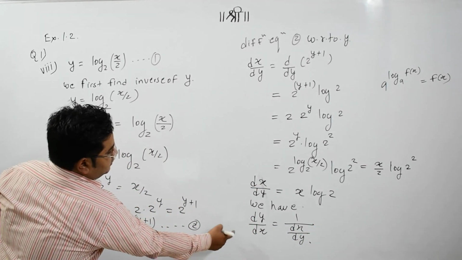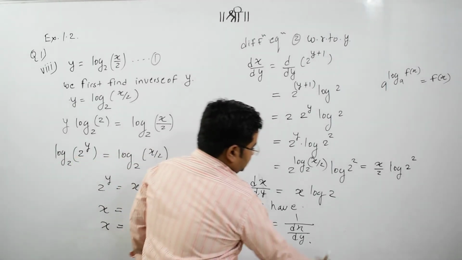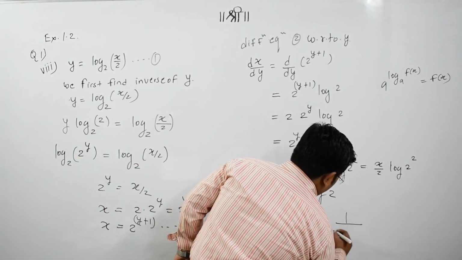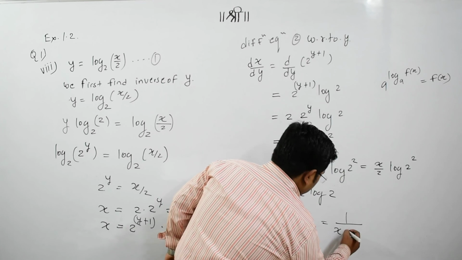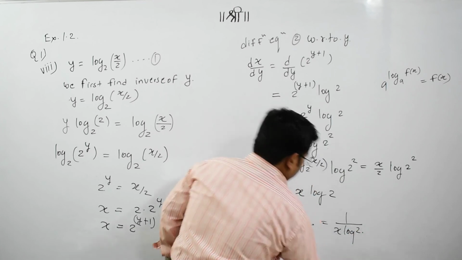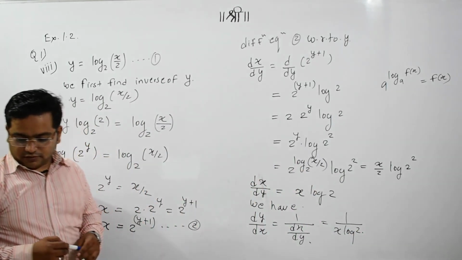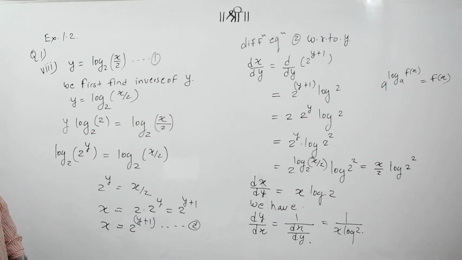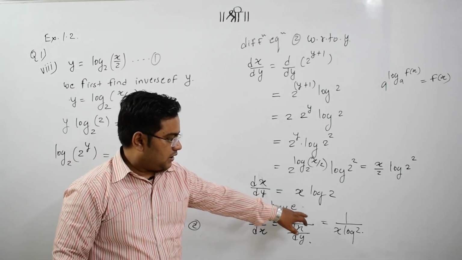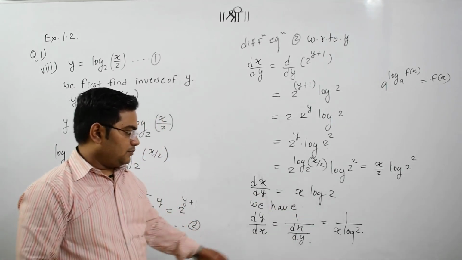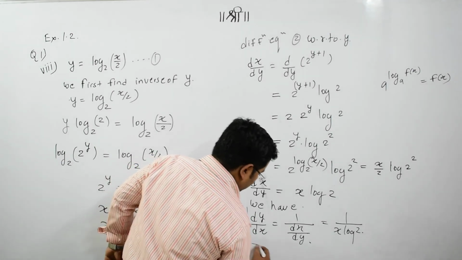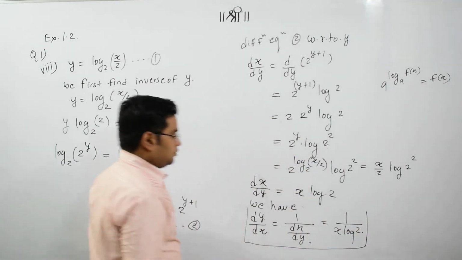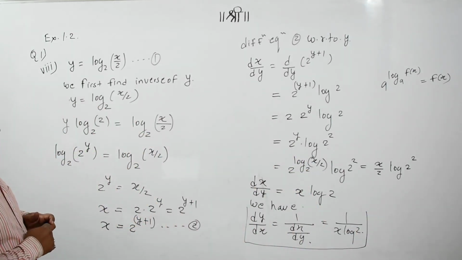Look at this equation carefully. Now substitute the values. So 1 upon x into log of 2. Just check our answer whether it is correct or wrong. Okay, so yes, it is correct. That's how we reach this conclusion, and we have the value of dy upon dx is equal to 1 upon x into log of 2.